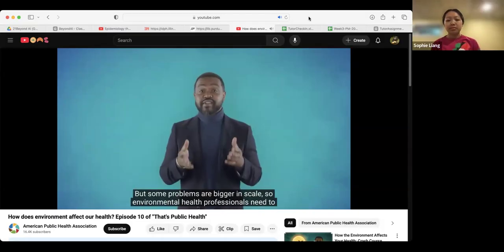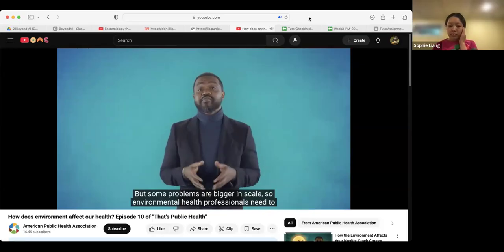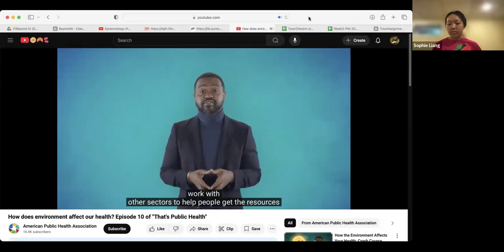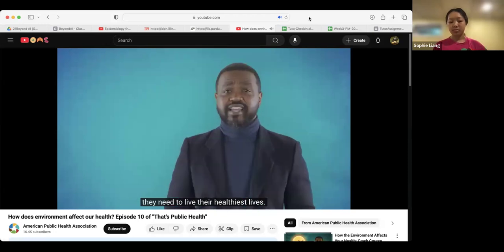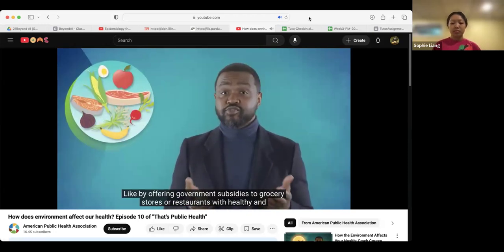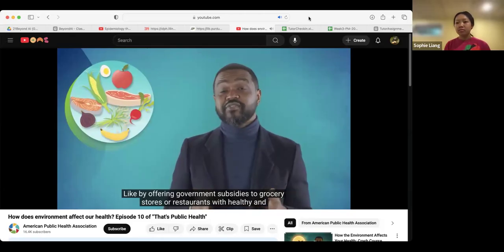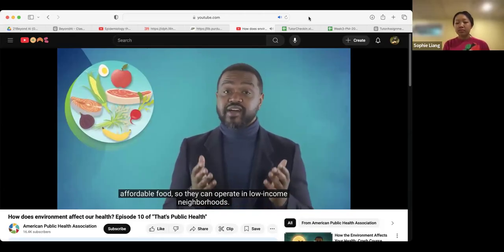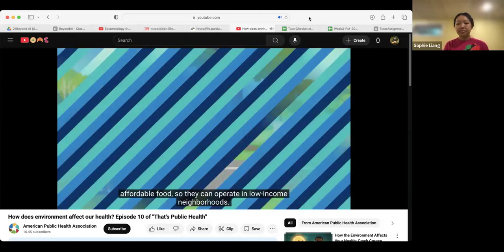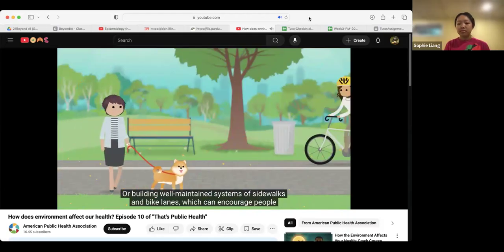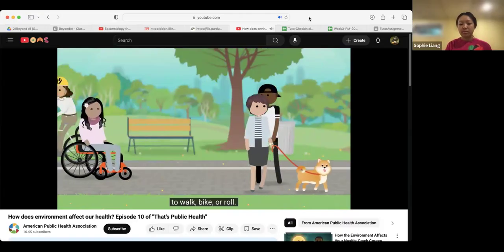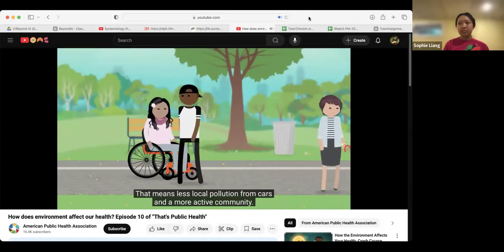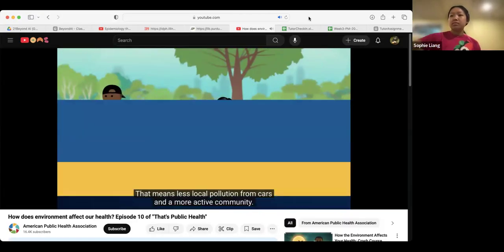But some problems are bigger in scale. So environmental health professionals need to work with other sectors to help people get the resources they need to live their healthiest lives. Like by offering government subsidies to grocery stores or restaurants with healthy and affordable food so they can operate in low-income neighborhoods. Or building well-maintained systems of sidewalks and bike lanes, which can encourage people to walk, bike, or roll. That means less local pollution from cars and a more active community.